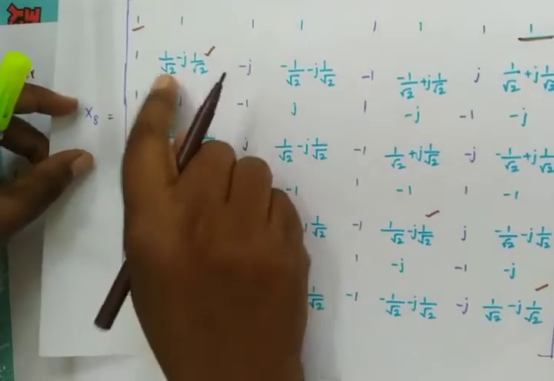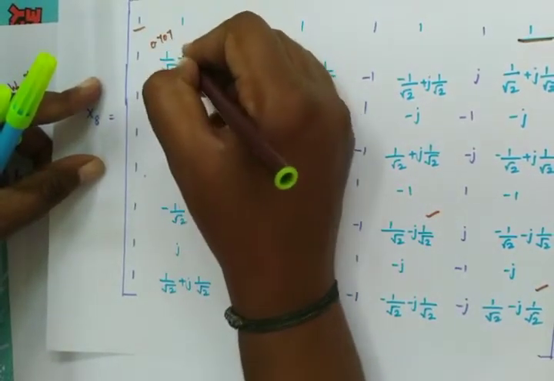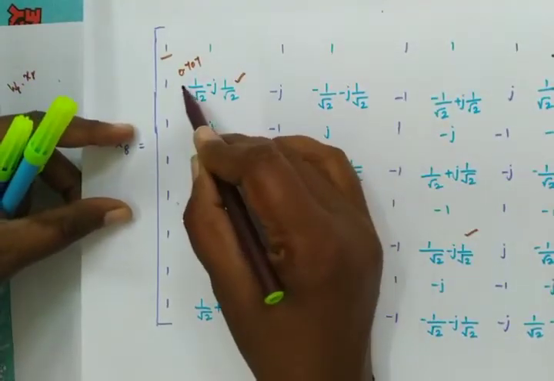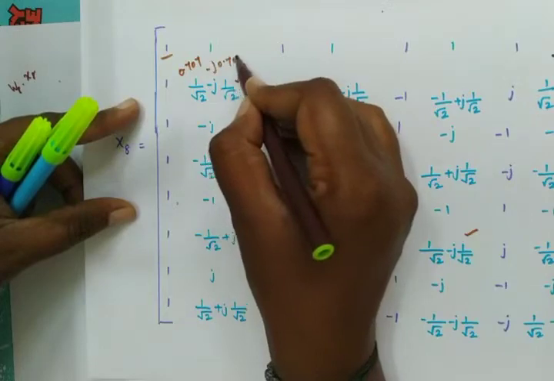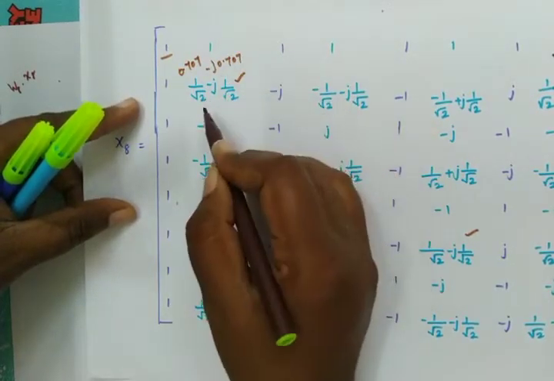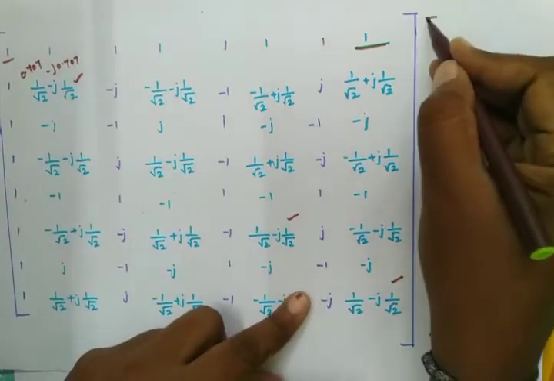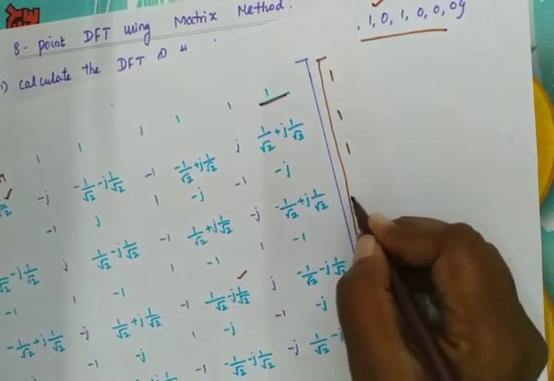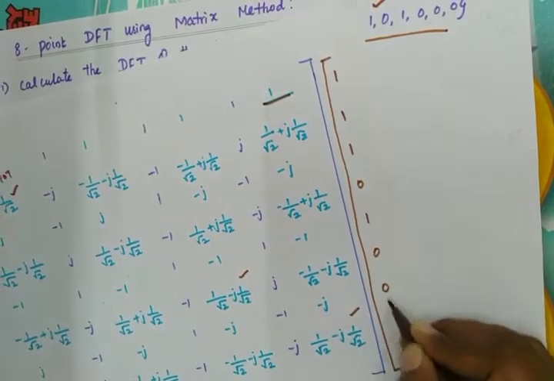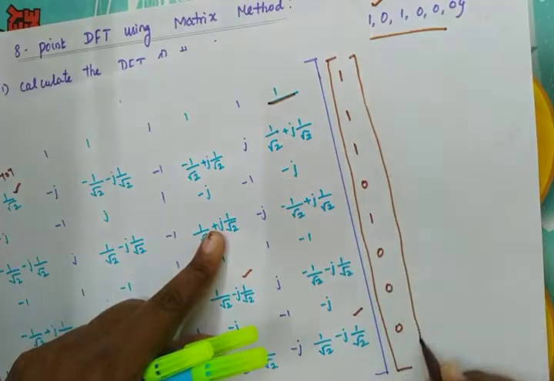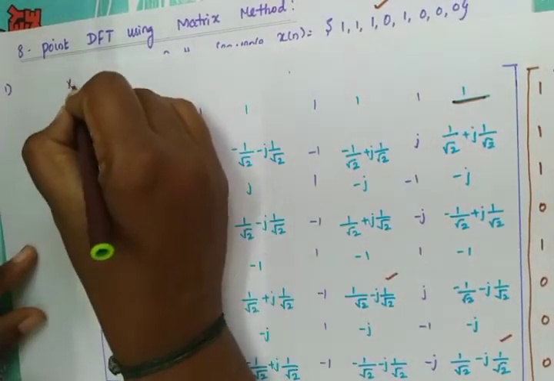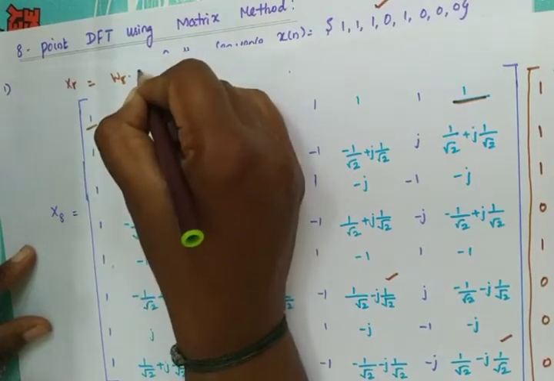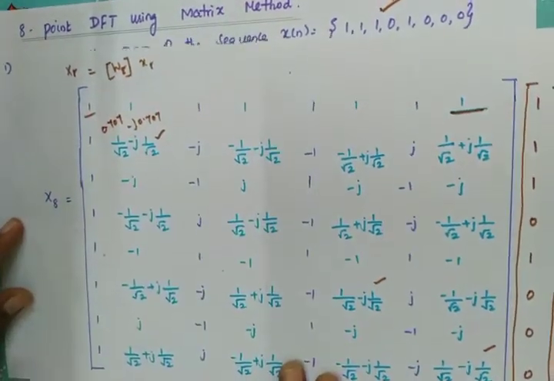While writing this matrix form, just remember you have to write 0.707 so that we can calculate easily, because 1 by root 2 is 0.707, minus j 0.707. So you replace this j as minus and plus. Now we can write this question here. So what is the question? That is 1 1 1 1 1 0 1 0 0 0. Now this is our question. So x8 is equal to this W8 into x8. So this is what we are going to do. So we are going to do matrix multiplication.